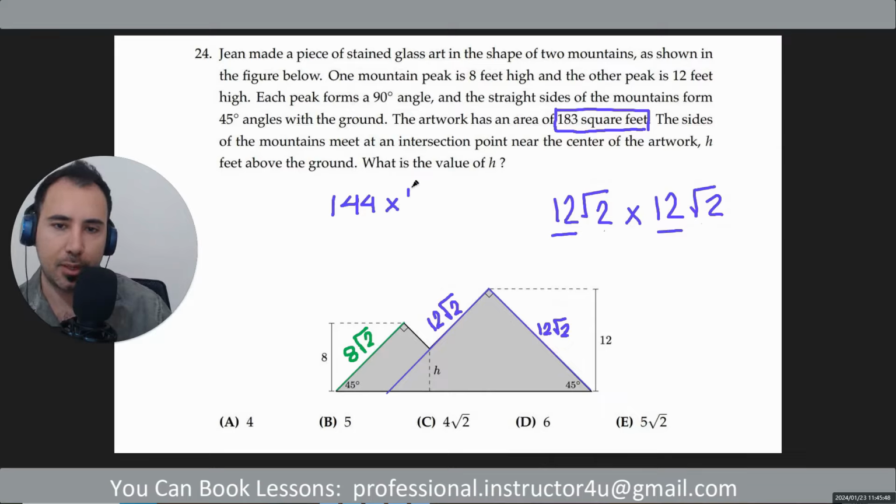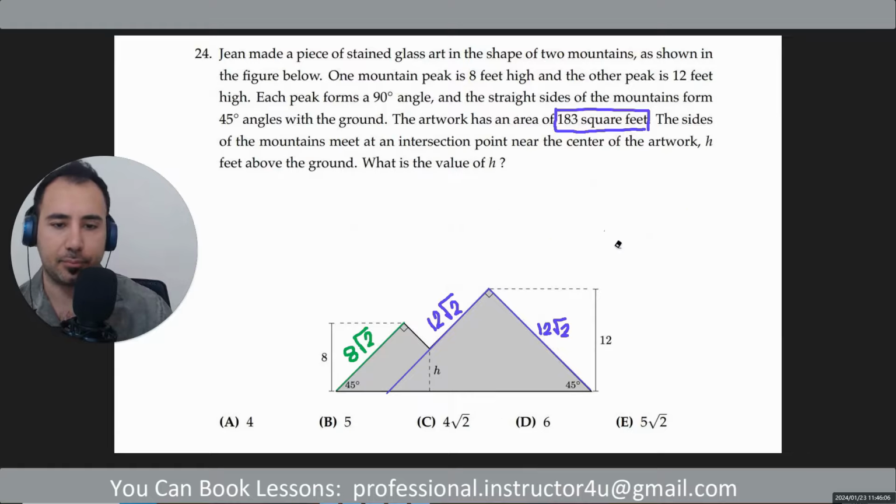Multiply by 2. Remember, we just multiplied them. The formula is a times b divided by 2, so we still have to divide this by 2. So this cancels. So the total area of the purple triangle is 144. Let me go on and write it inside. So 144 is this one.